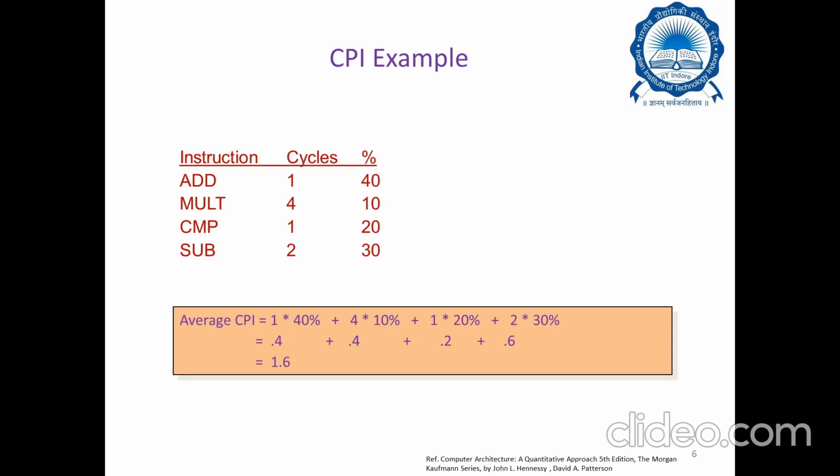So given that, we find the average CPI, clock cycles per instruction, which gives a value of 1.6. So this is directly evaluated based on the function that I was talking about in the previous slide, using that summation function, summation j equals 1 to n, and then you find the total number of clock cycles from that.